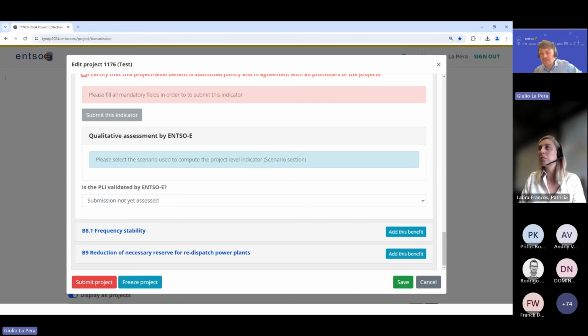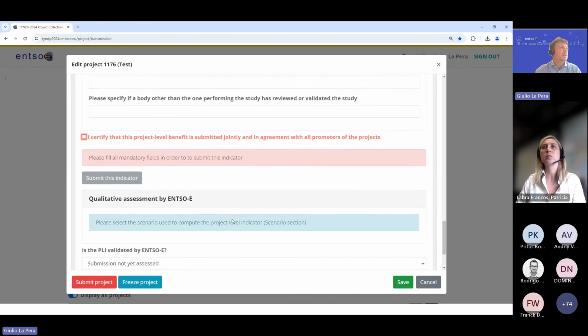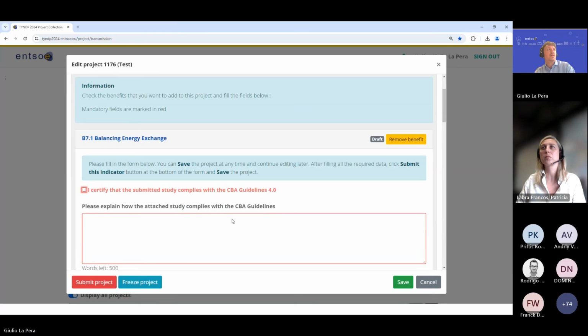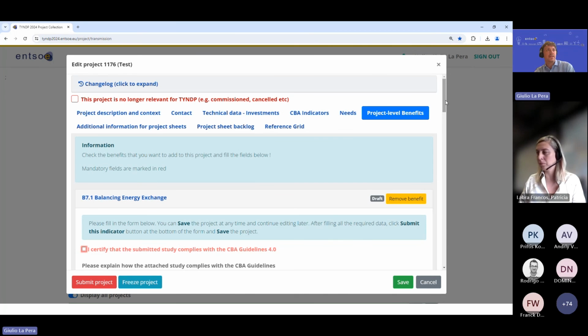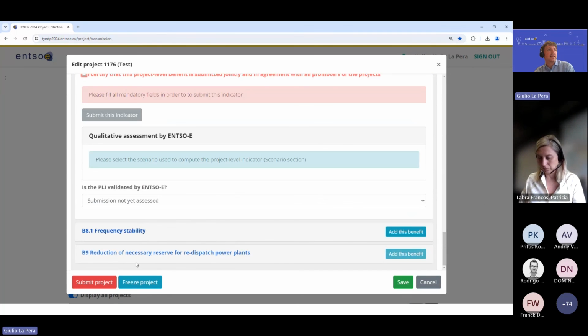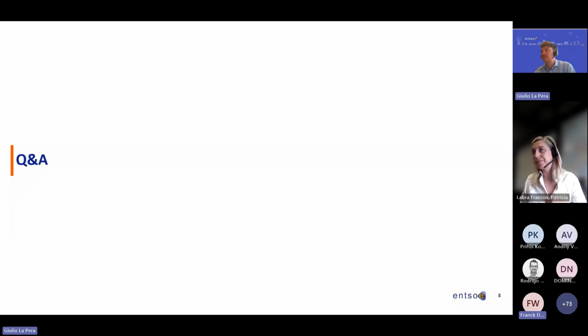Could you confirm which of the PLIs are for the pump storage hydropower plants? Again, it's the B7.1 and the B9. Let's see if I have a test. Yes, because I didn't have a test for storage, but I can try to make one.